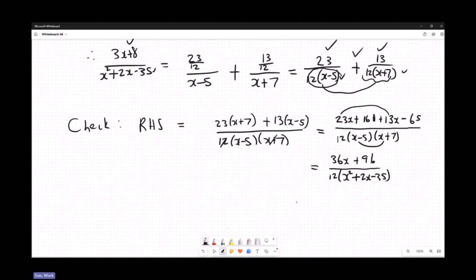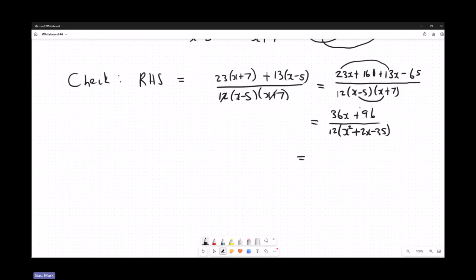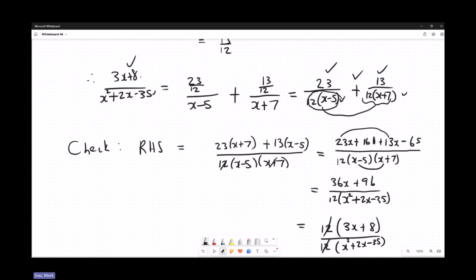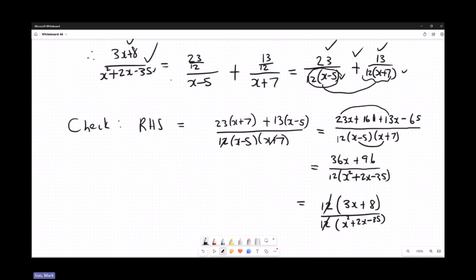Right. Now, what is my common factor of 96 and 36? Well, I take out the 12. I've got 3x. 12 goes in there 8 times. 8 times 12 is 96. And there's my 12. And voila. I get back to my original. There it is. And this is exactly the same as this. Okay, so that's our check. That's a bit of a long way.